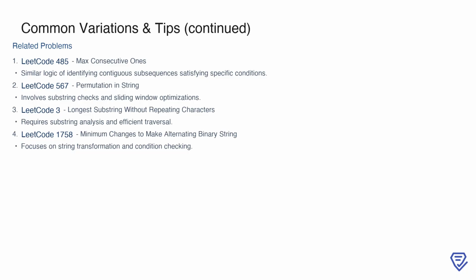For example, LeetCode 485, Max Consecutive Ones, involves identifying contiguous subsequences that satisfy specific conditions. LeetCode 567, Permutation in String, requires substring checks and often employs sliding window optimizations, which is another useful technique. LeetCode 3, Longest Substring Without Repeating Characters, focuses on efficient substring analysis and traversal. And LeetCode 1758, Minimum Changes to Make Alternating Binary String, deals with string transformation and condition checking. Practicing these problems can help you recognize recurring patterns in string manipulation and optimization techniques, which are invaluable for tackling this and other related challenges.